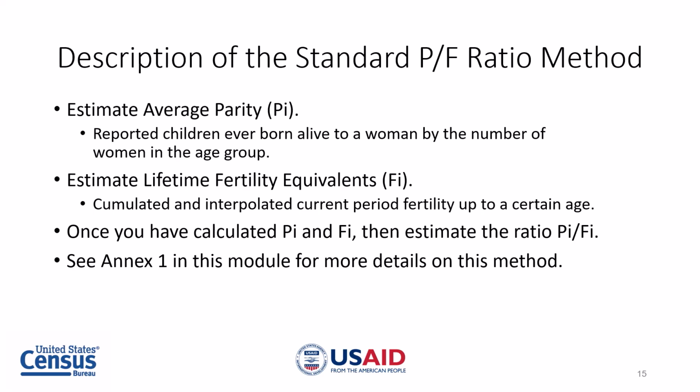The first step is to estimate average parity, which is the reported number of children ever born alive divided by the number of women in a specific age group.